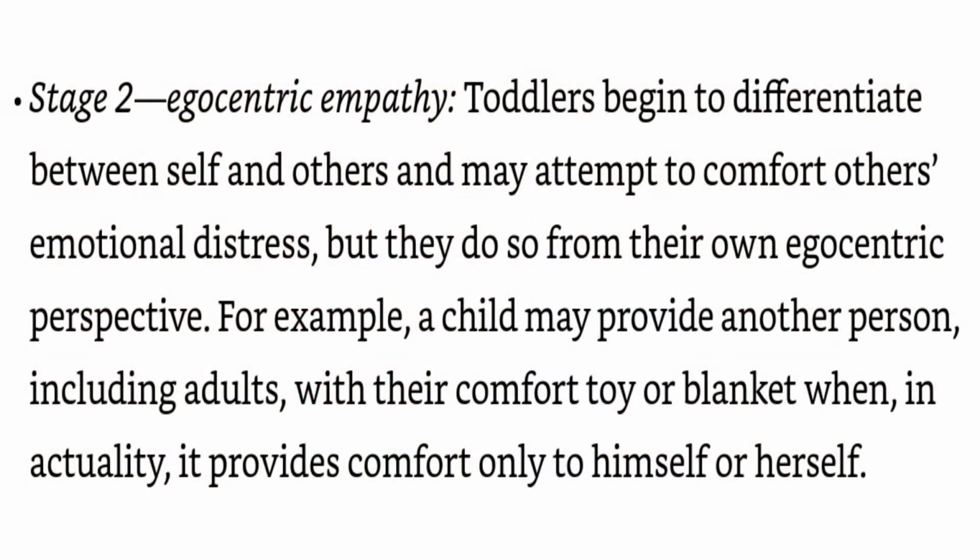So the second stage is egocentric empathy. In this one, toddlers start to be able to differentiate themselves from other toddlers, but if they see a toddler in distress, they still don't fully know that what's good for them isn't good for everyone. And so they might bring the other student their favorite toy, their favorite blanket. And even though that might calm them down specifically, it won't work for that student.